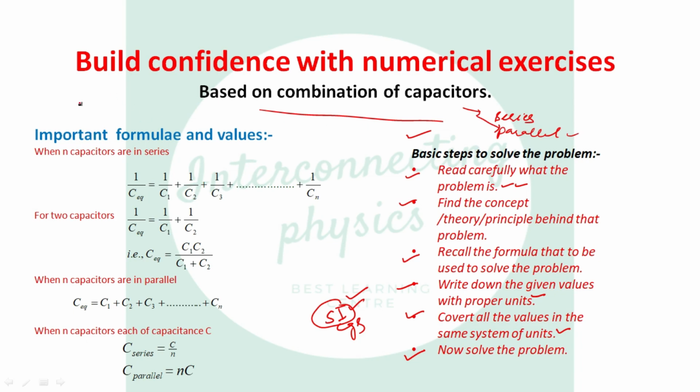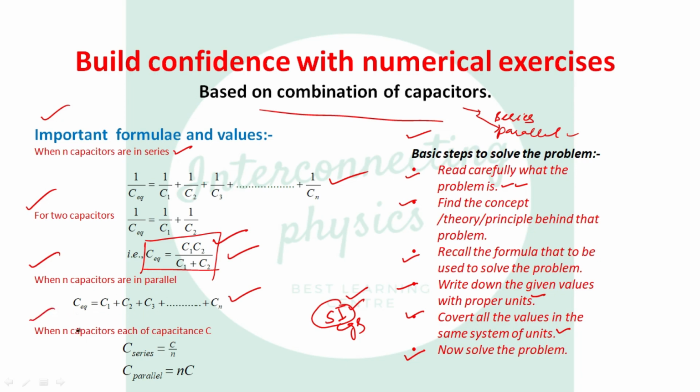So let's see what type of formulas we are going to use. When n capacitors are in series, we use the formula 1 over C equivalent equals 1 over C1 plus 1 over C2 plus 1 over C3, and so on up to 1 over Cn. For two capacitors, 1 over C equivalent equals 1 over C1 plus 1 over C2. Take the LCM and you get the result. For two capacitors in series, C equivalent equals C1 C2 divided by C1 plus C2. If we have n capacitors in parallel, then C equivalent equals C1 plus C2 plus C3 and so on up to Cn, meaning in parallel combination we just add all the values.